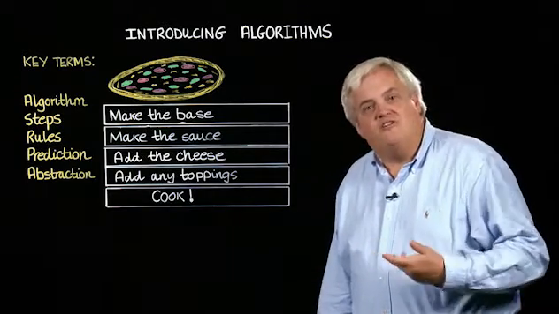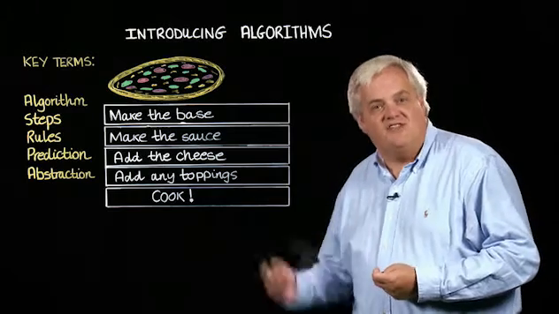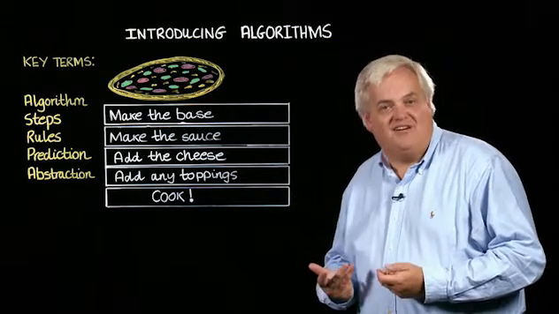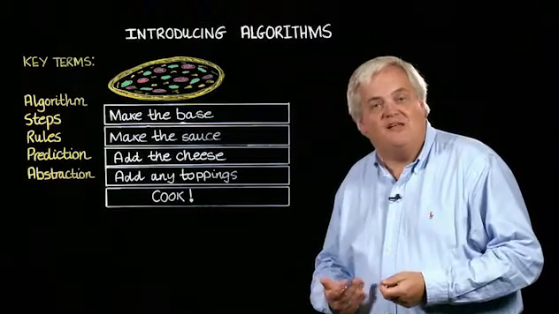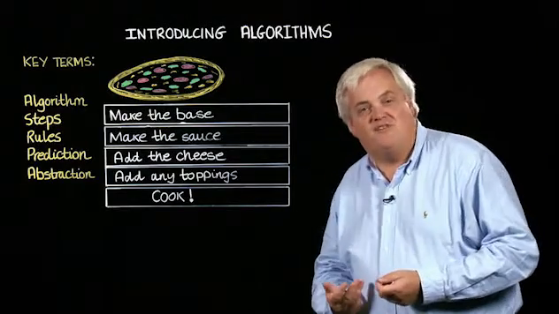So let's think about algorithms away from the world of computing. Let's think about them over in the domain of cookery. What's the algorithm for making pizza? Well, one very simple algorithm could be phone your local pizza restaurant.